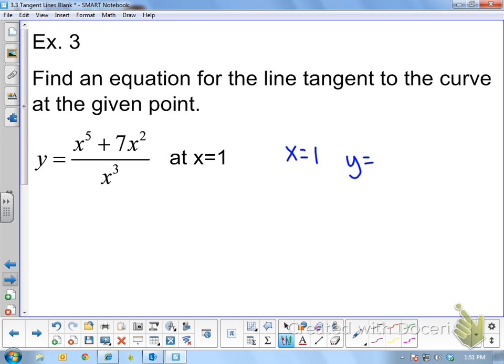How would I find the y value? Plug it in. 1 to the 5th plus 7 times 1 squared over 1 cubed is 8 over 1, or 8. So x value, y value, we did not do any calculus.